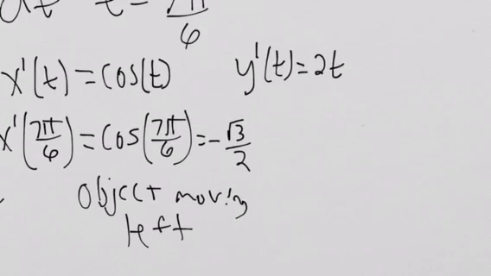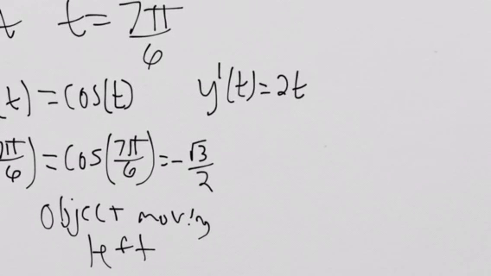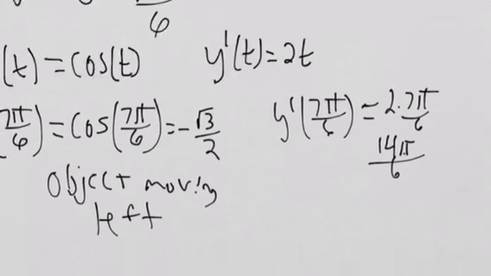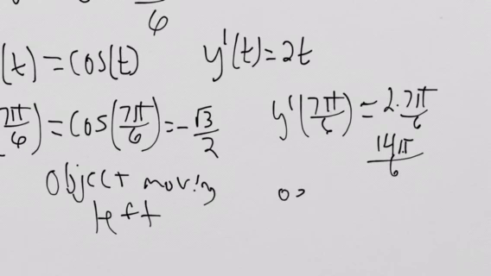All right, and then y prime is going to be easier. Y prime of 7 pi over 6 is just 2 times 7 pi over 6, which is 14 pi over 6. And that is a positive 14 pi over 6, so the object is moving up. So it's moving left and up because x prime is negative and y prime is positive.